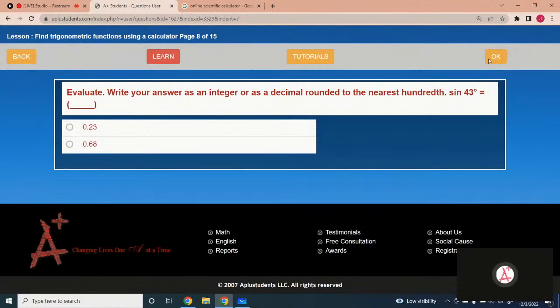Okay, the next one is evaluate. Write your answer as an integer or as a decimal rounded to the nearest hundredth. So you have to calculate sine 43. Got it? So just click on the sine button on the calculator, and you have to calculate sine 43. It would be 0.68. Got it? So the correct option is 0.68. Just select the correct option and then click on the OK button.